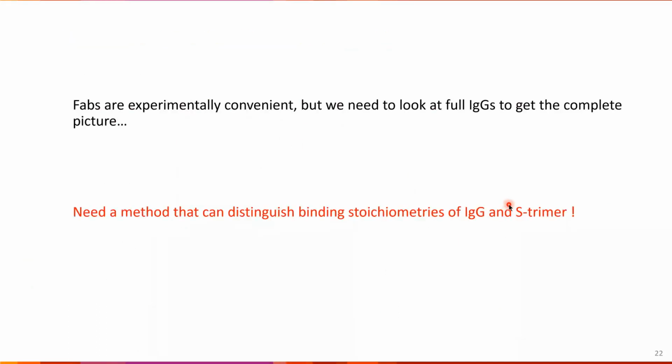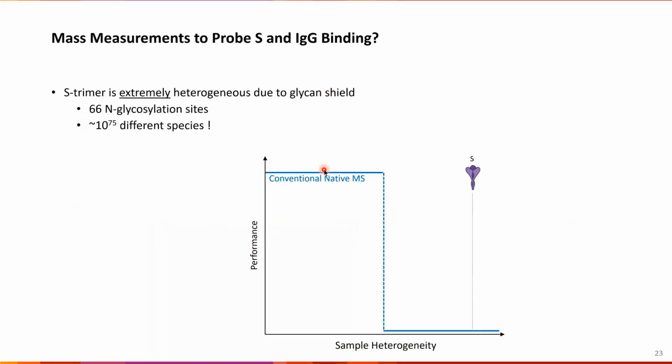So to summarize, Fabs are experimentally quite convenient to use, but we would argue that we really need to look at the full IgG format antibodies to get the complete picture of antibody neutralization. And for that, we need an analytical method that can distinguish the binding stoichiometries between an antibody and the spike trimer. So obviously, I'm going to start talking about mass measurements here, because mass measurements seem like a pretty obvious way to characterize this.